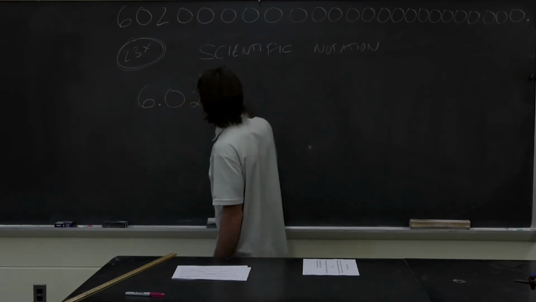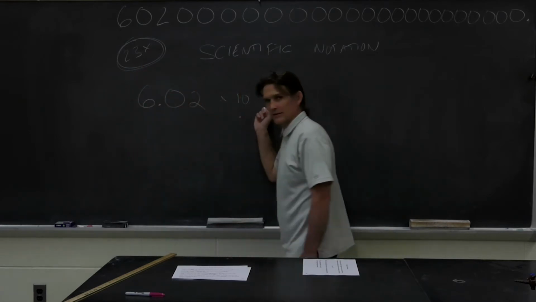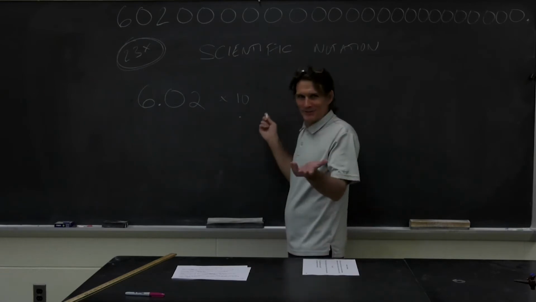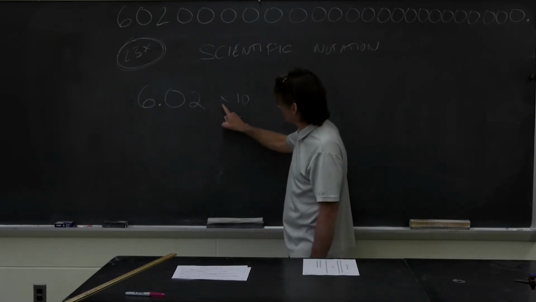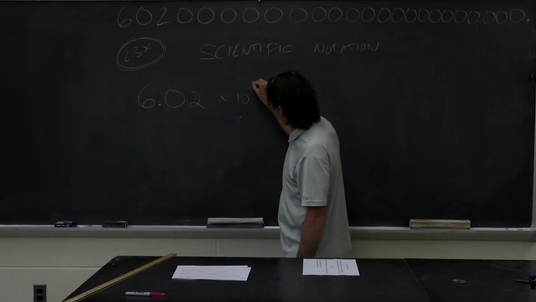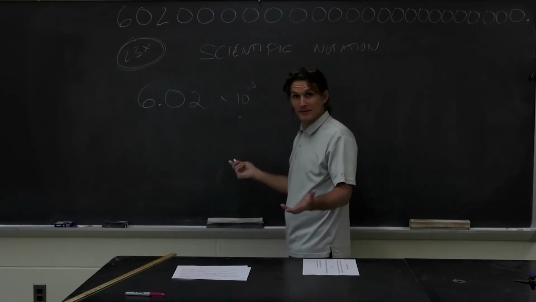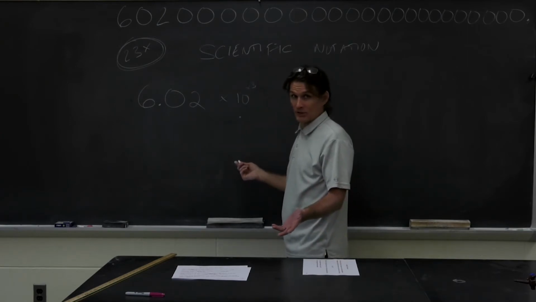So that's what I do. Well, I don't want to keep writing times 10 times 10 times 10. That defeats the purpose. So what we do is we multiply by 10 a total of 23 times. That's it. That's how you write numbers in scientific notation.